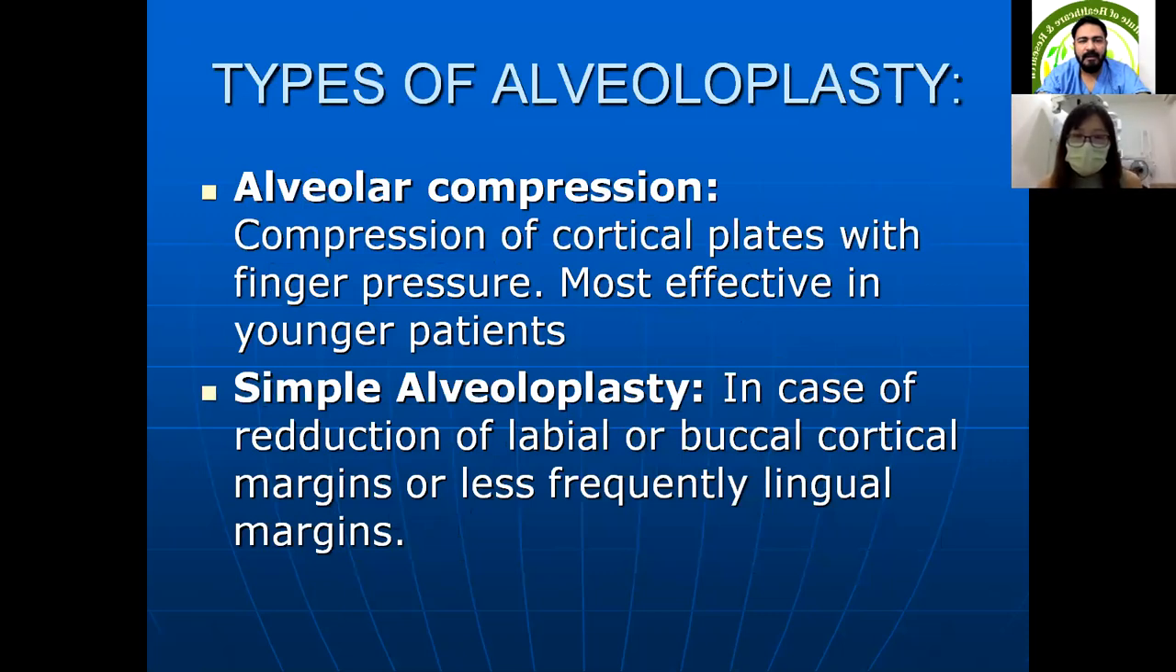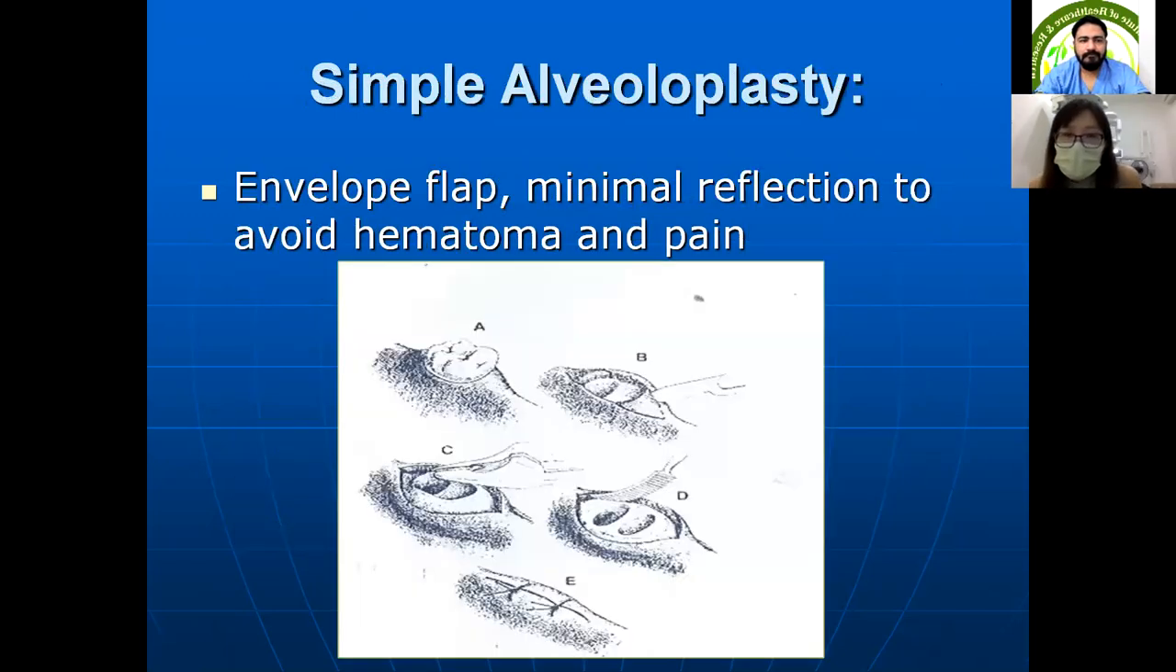Types of alveoloplasty are: first is alveolar compression. As we do the extraction, we compress the socket. That is also known as compression alveoloplasty. Then simple alveoloplasty, in case of reduction of labial and buccal cortical margin or less frequently lingual margins. In a simple alveoloplasty, an envelope flap is taken, with minimal reflection to avoid hematoma and pain.